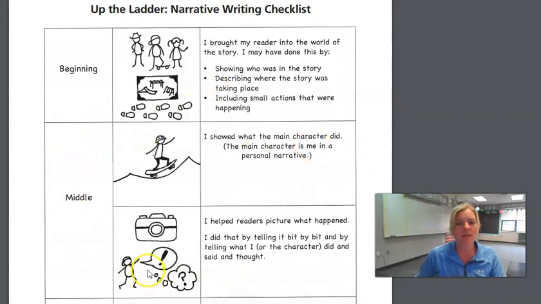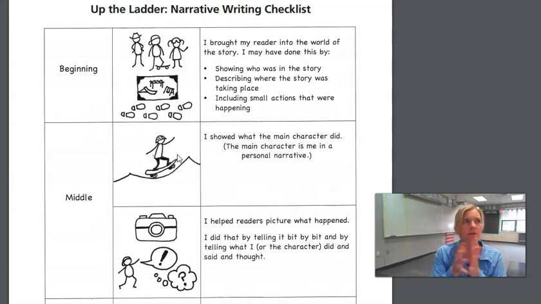So even if you think you're done, today's all about revision and going back and fixing things up. You can always go back and add more details. We're going to be talking about the middle of your story, revising all about your character. So today's goal is to really develop your character, elaborate details about your character so your reader really understands them.